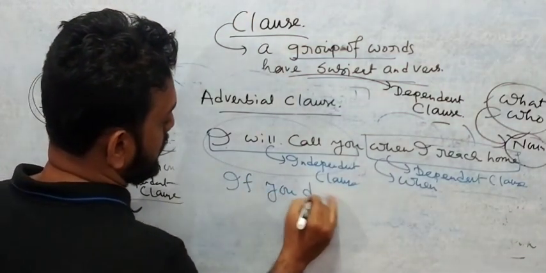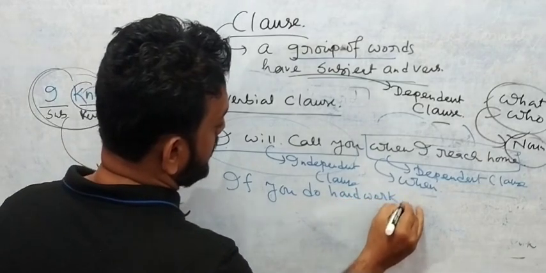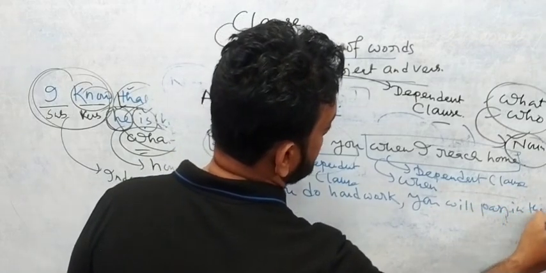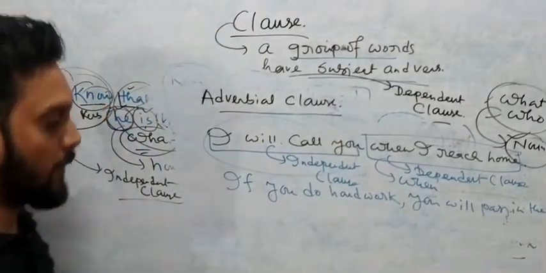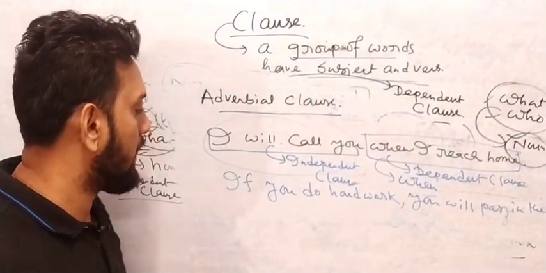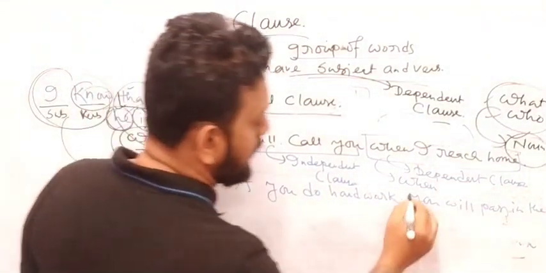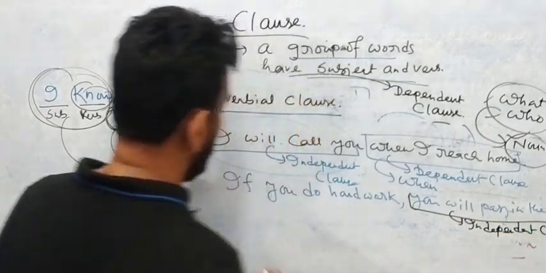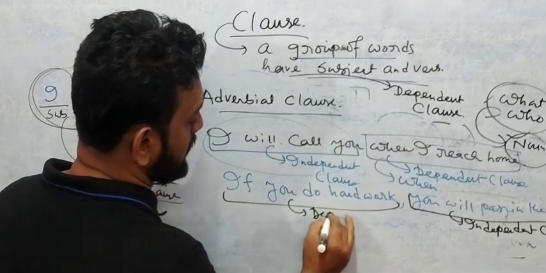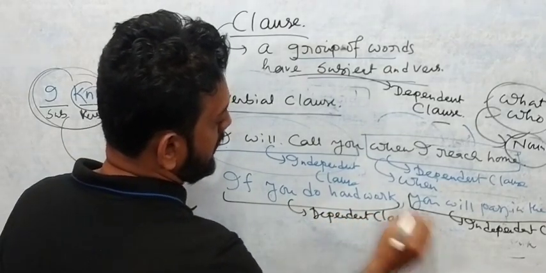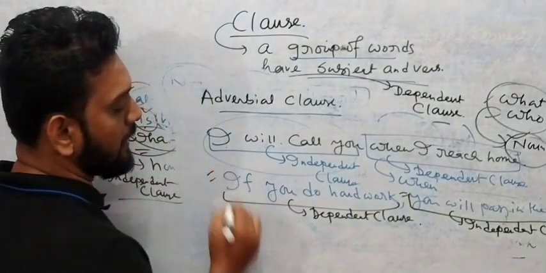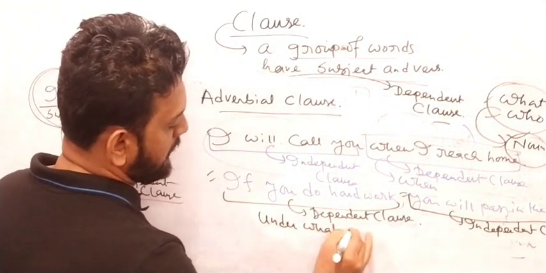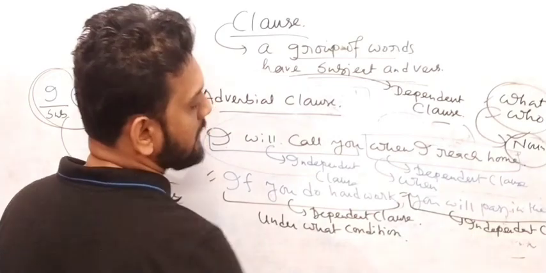If you do hard work, you will pass in the exam. Okay, this sentence is written, let's say. So "you will pass in the examination" will be an independent clause. But "if you do hard work" will be a dependent clause. You will pass the examination under what condition? Under what condition? You will pass in the examination.